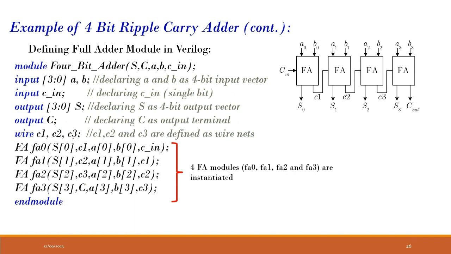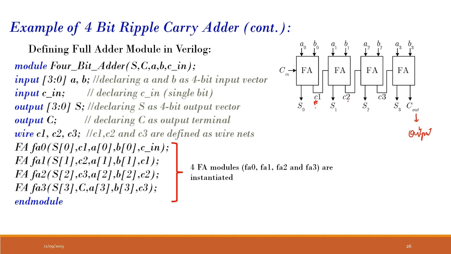Now what is happening is, in my full adder, this C1 is an internal variable. It is not an output. C1 is not my output. This C out is my output. But C1, C2, C3 are just internal variables. So to use those internal variables, I'm using a wire. I'm not using a register.